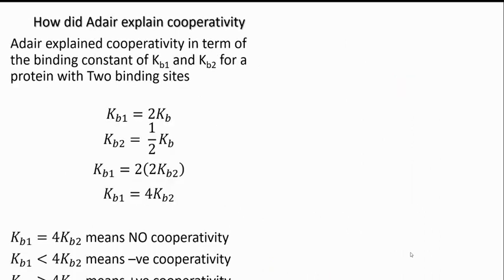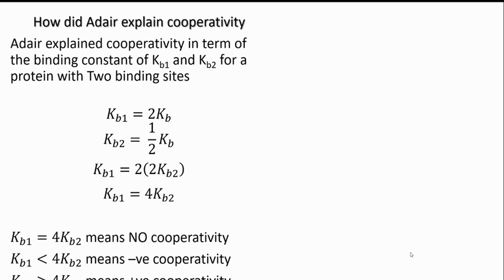Okay, now how will Adair explain cooperativity? Now, for Adair to explain cooperativity, we are talking about a protein with 2 sites. You must establish that relationship between the apparent binding constant and the real binding constant. So we already said that there is a relationship in which KB1 is equal to 2 KB, KB2 is equal to half KB. So if KB1 is equal to 2 KB, we want to look at the relationship between the first binding and the second binding. How do they relate? Then it means that if you substitute, you're going to have that KB1 is equal to 4 times KB2.